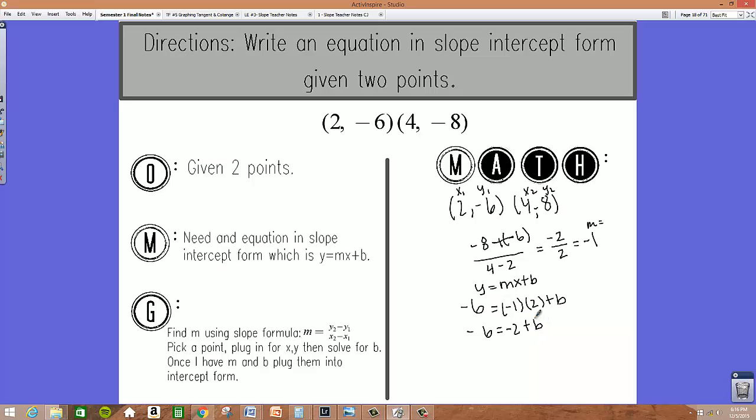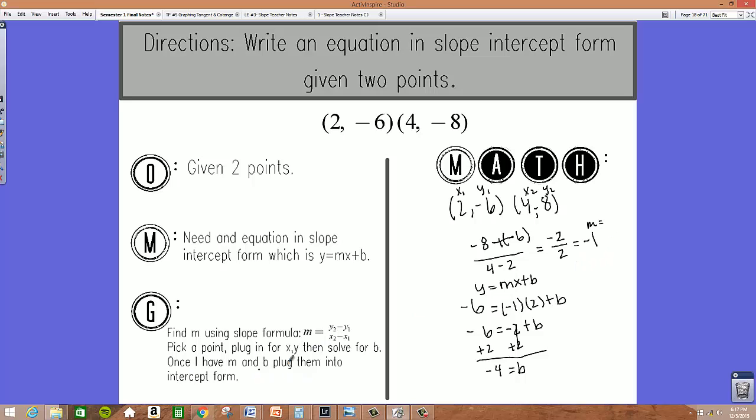To isolate b, I have to get rid of a -2. The opposite of a -2 is a +2. -2 plus 2 is 0, so that cancels out, leaving me with b by itself. -6 plus 2 is -4. So now I have my m and my b value.